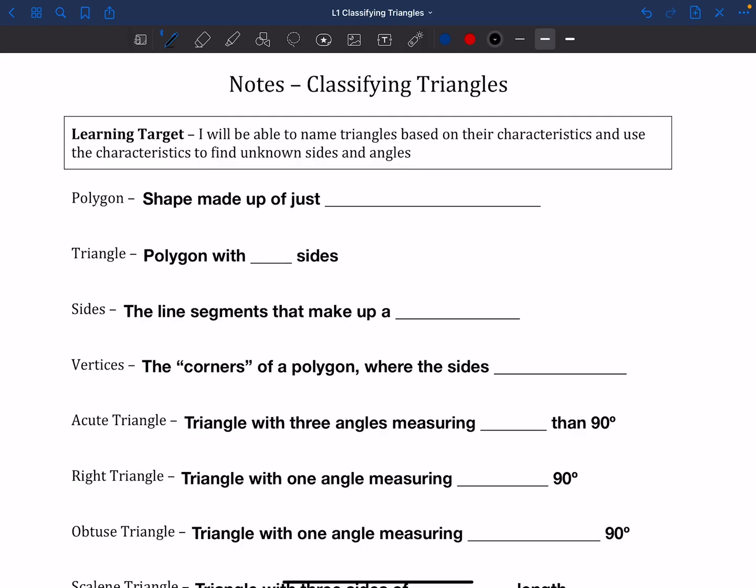Hello again. So today we're going to start our next unit on triangles. We're going to start off by classifying them, trying to figure out what we can name them based on different criteria. So first off, we're going to talk about what a polygon is.